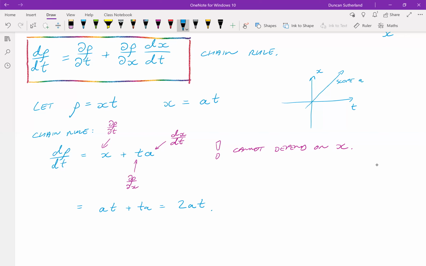We could discover that by substituting x as a function of t and then differentiating normally with respect to t. So rho as a function of t, rather than rho as a function of x and t as we've got here, that's just equal to at squared. You know, substitute this in there, you get this. So very nicely, d rho dt is equal to 2at.